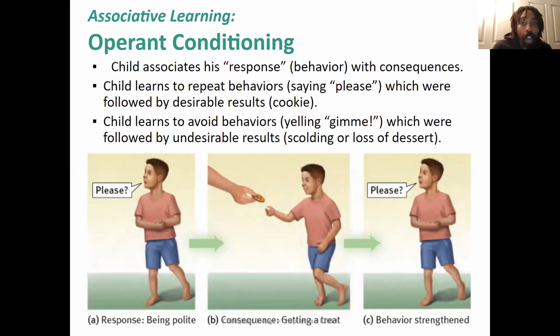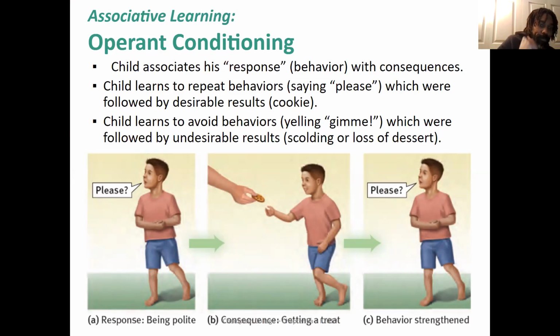In associative learning, with operant conditioning, the child associates his response, or behavior, with consequences. The child learns to repeat behaviors, saying please as an example, which were followed by desirable results, getting a cookie. The child learns to avoid behaviors, yelling give me, which were followed by undesirable results, scolding or loss of dessert.